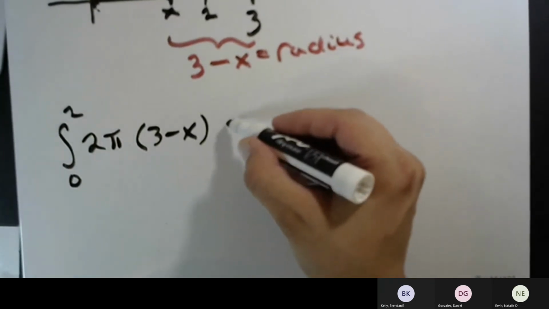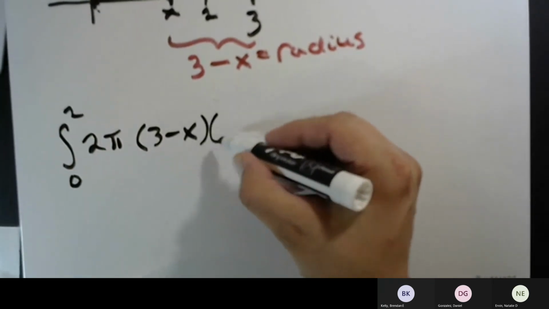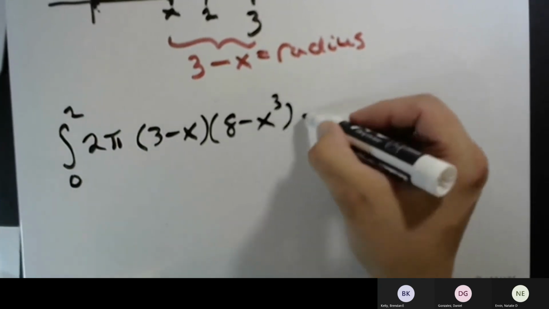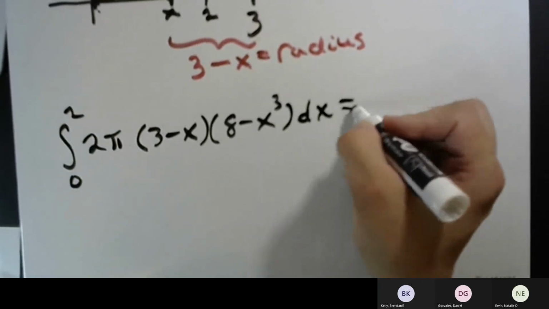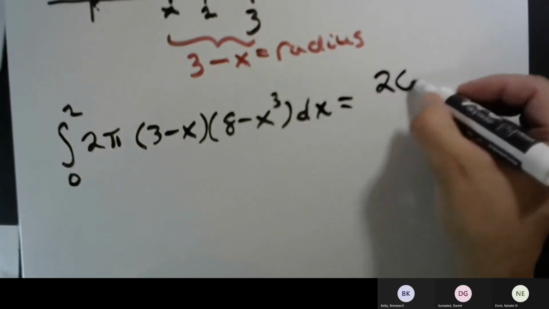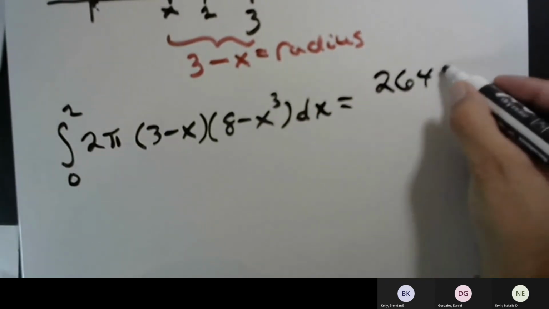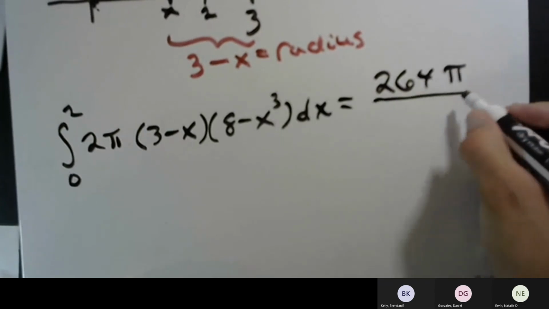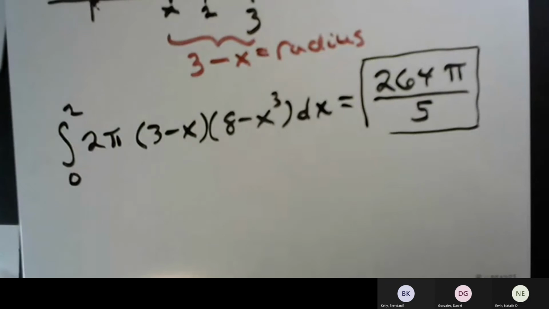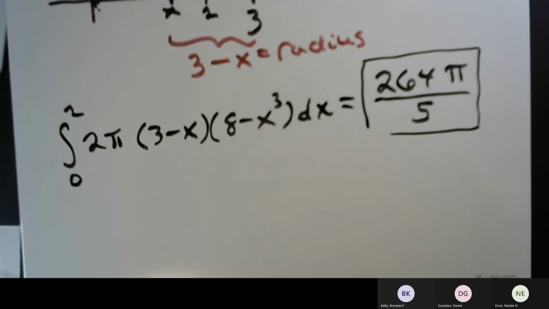So we have 0 to 2, 3 minus x. The height is 8 minus x cubed, and then we have our thickness dx. And then if you hammer this out, it's quite an integral, but what you'll get is 264 pi over 5. Questions about that?